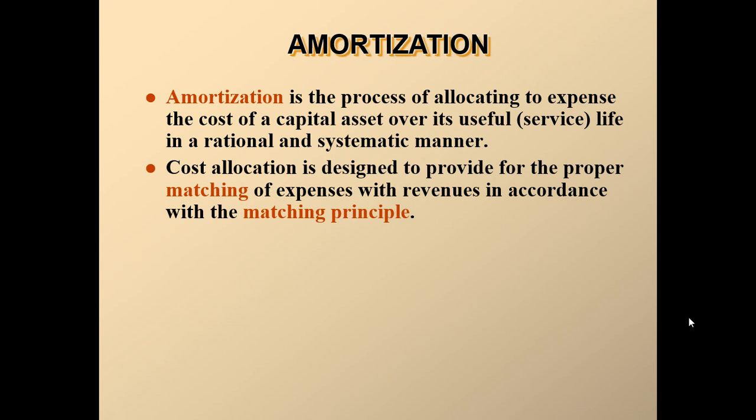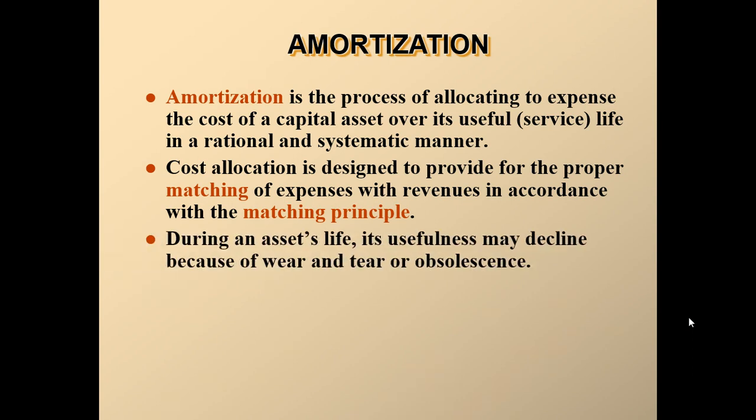The cost allocation is designed to provide for the proper matching of expenses with revenues in accordance with the matching principle. Essentially, there's going to be a specific expense account associated with the specific asset that's being depreciated. For example, if you have a building as an asset, you're going to have to match that up with an expense account. Chances are you'll see an amortization expense dash building account somewhere in your ledger.